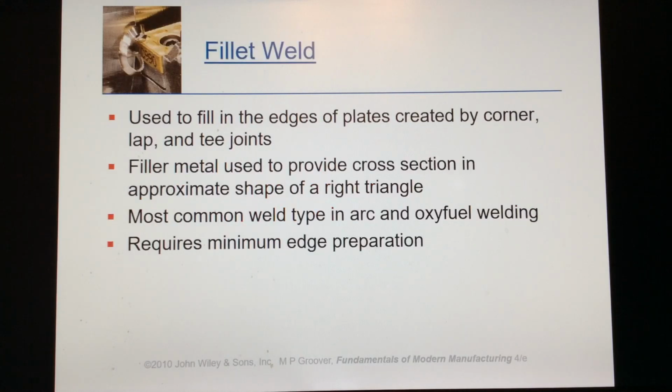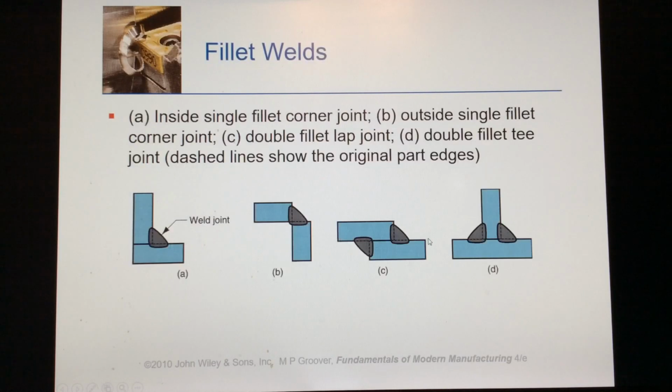The first and most obvious type of weld is called a fillet weld, used to fill the edges between plates created at some sort of corner, lap, or T-joint. It's very common, most common in arc and oxy-fuel welding, and requires minimum edge preparation. But trust me, all weldment joints require edge preparation. That's something you do not want to neglect.